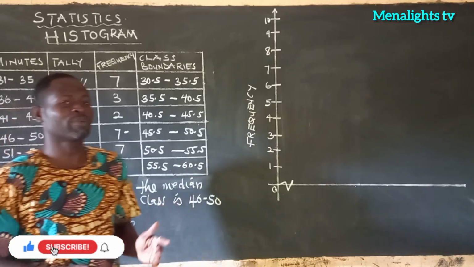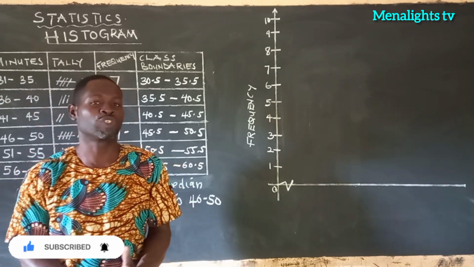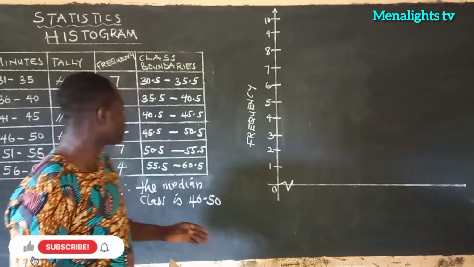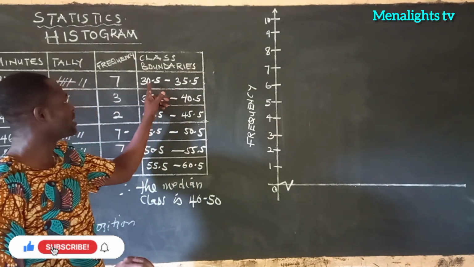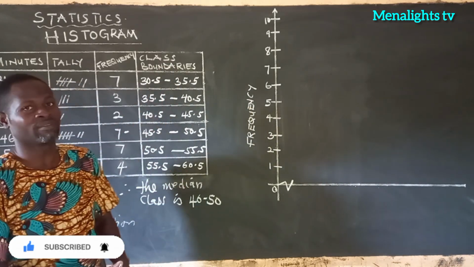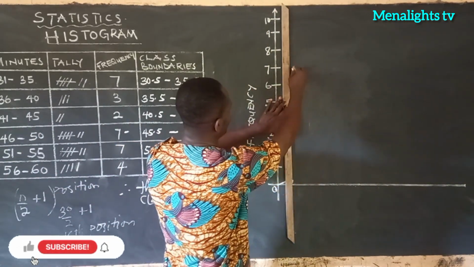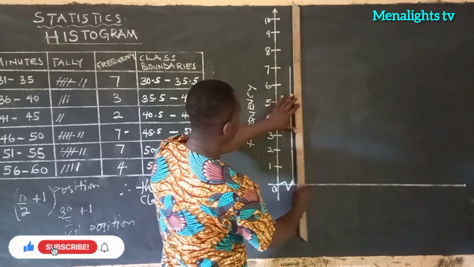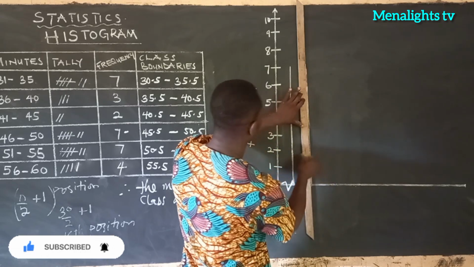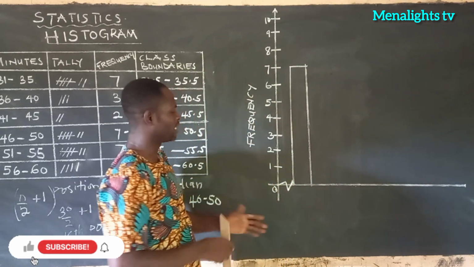our histogram. Now the difference between the histogram and the bar chart is that in the histogram, the bars are close to each other or they are joined to each other. But for the bar chart, the bars are not joined to each other. So when you look at this one, the class boundary 30.5 to 35.5 is having a frequency of what? 7. So we are starting from here. So we have our first bar.